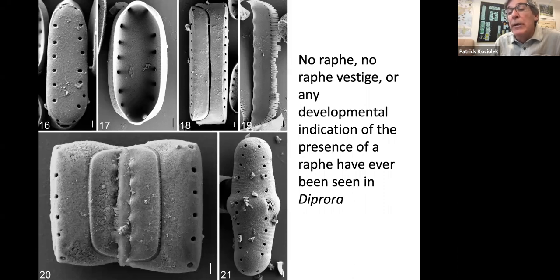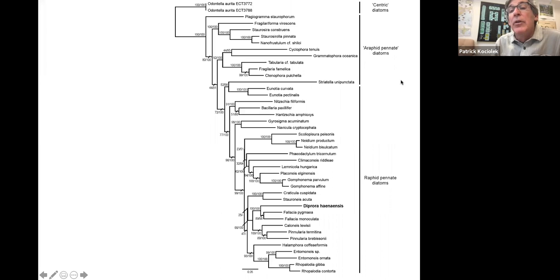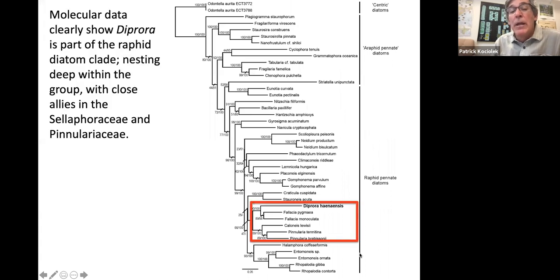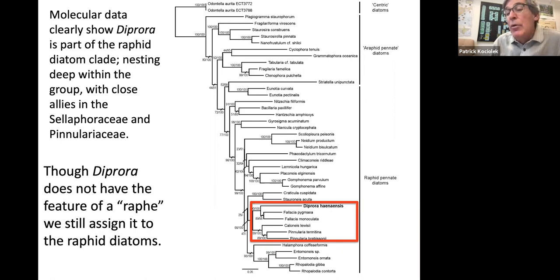You put this into a four gene tree, here are the quote unquote centric diatoms up here, araphid diatoms here, and raphid diatoms here. Diprora, at least with molecular data, is shown to be well within the raphid diatoms. This is not like, maybe it's an araphid, or maybe it's a raphid diatom. This is deep within the naviculoid diatom lineage. So even though Diprora does not have a raphe, we classify it as a raphid diatom.